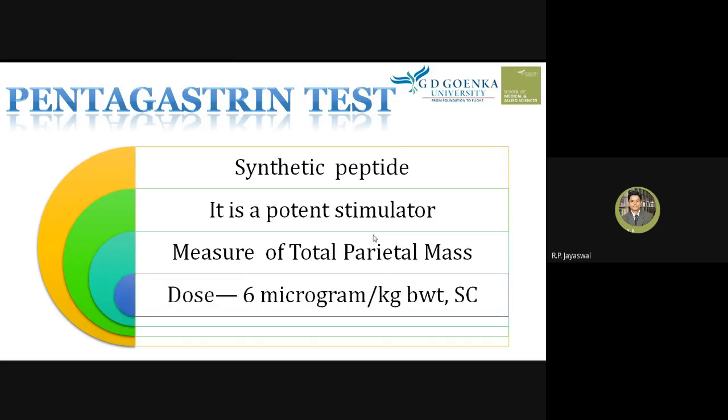How much dose do we have to give the patient while doing the pentagastrin test? The dose is 6 microgram per kg body weight, given subcutaneously. So this is the dose per kg, meaning 1 kg of patient should receive 6 microgram. So if there is a person or patient of 70 kg body weight, in that case 70 multiplied by 6, so around 420 microgram of this pentagastrin should be given subcutaneously to the patient.